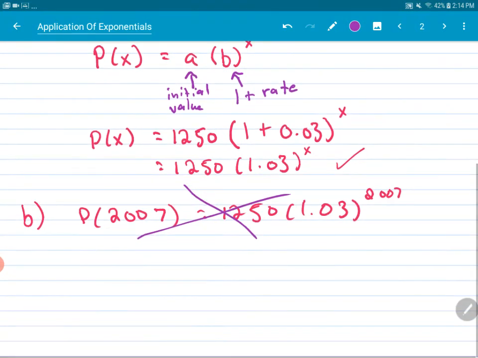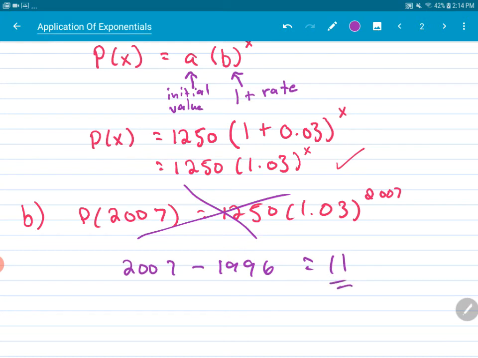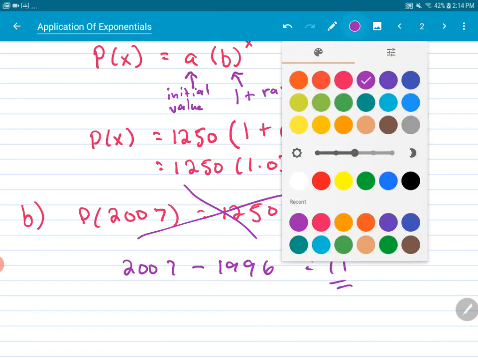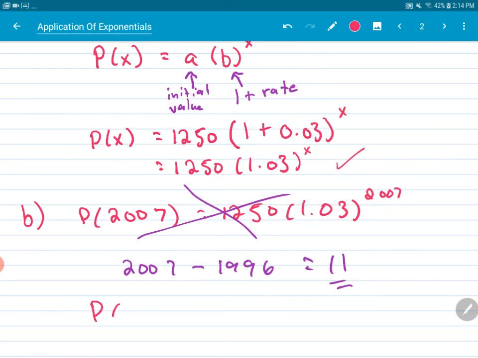You can do the math in your head, or you can do 2007 subtract 1996 to get that it's been 11 years. So that's what's actually going to go into your equation. You are going to say population 11 years is 1250 times 1.03 to the power of 11. So now I want you to try to plug that into your calculator.